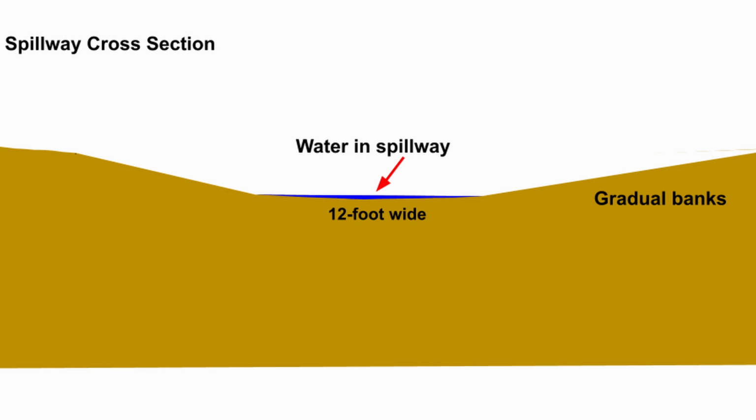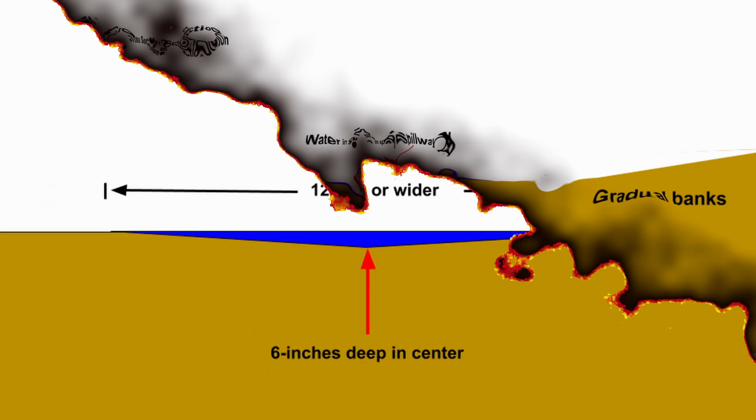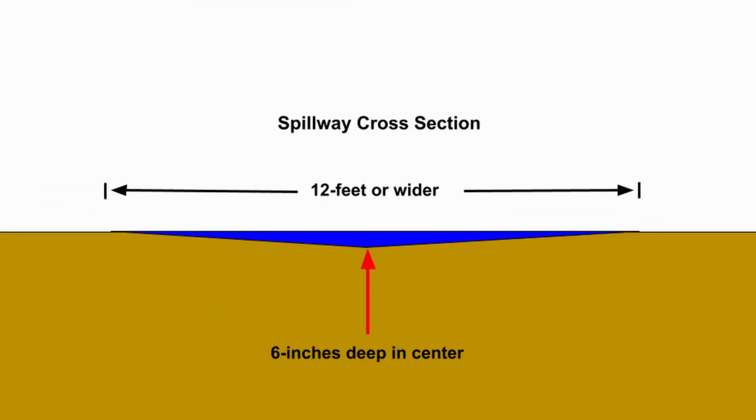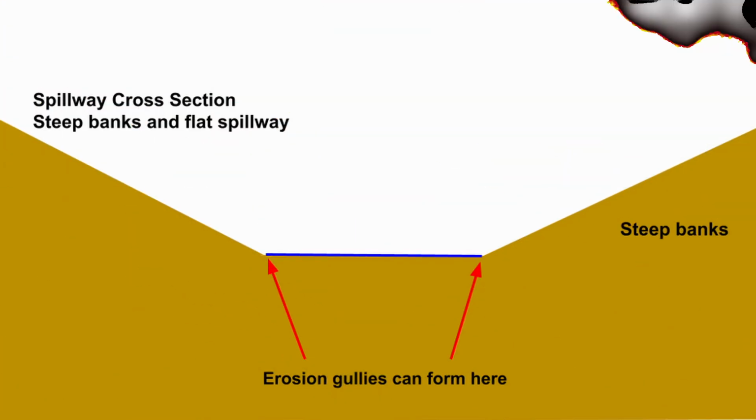I've built spillways that are more than 30 feet wide where streams enter a wetland. The spillway should be built to be level in cross-section with a slight dip in the center so water doesn't cut a channel along one edge of the spillway. Water flowing in a newly constructed spillway can erode deep gullies along the toe of the banks unless a shallow dip is placed in the center of the spillway and the banks are made with gradual slopes.